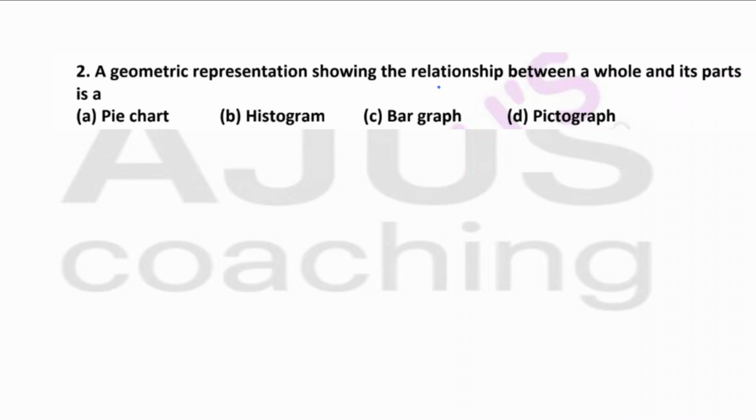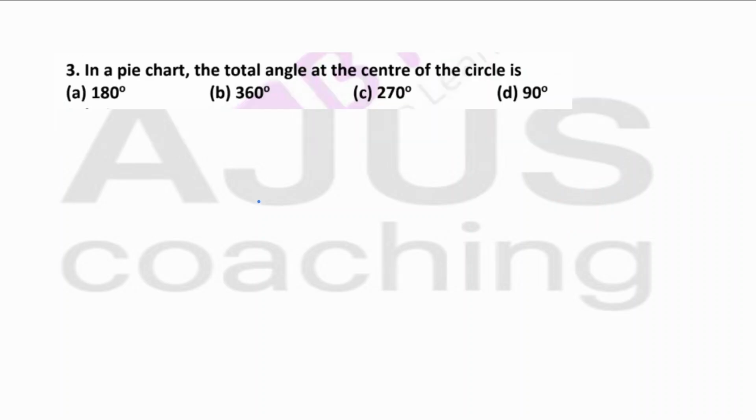A geometric representation showing the relationship between a whole and its part. We know this is a pie chart. In a pie chart, we have a whole and a part, a segment of those things. So the answer for this is a pie chart. Now you please correct your solution. Let us go to the third question.